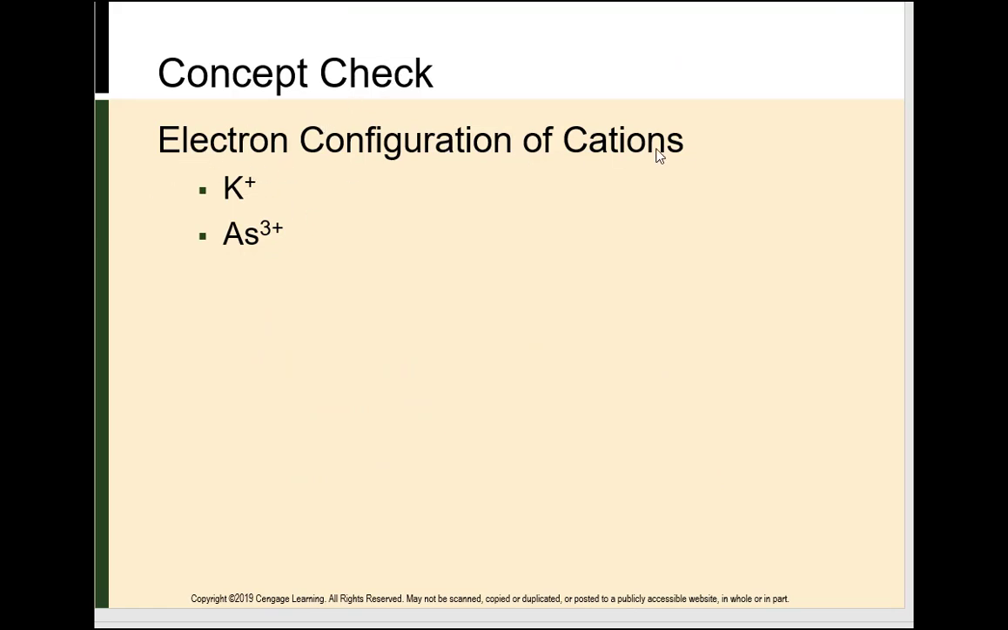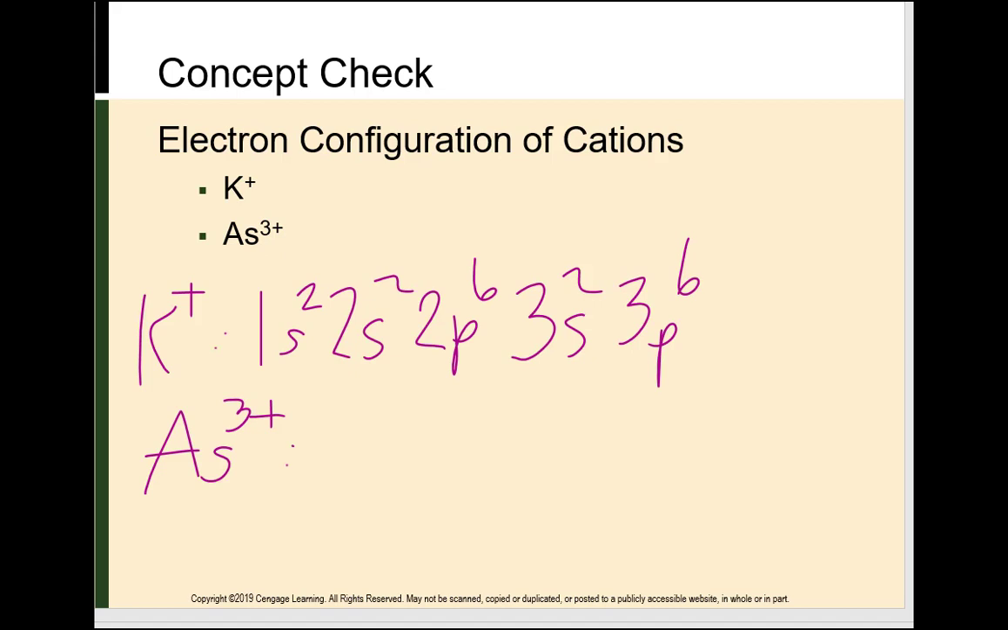Let's do a little bit of checking. Write the electron configuration for the cations potassium and arsenic with a +1 and a +3 charge. So potassium+ is 1s2, 2s2, 2p6, 3s2, 3p6, and it would be isoelectronic to argon. And then actually this arsenic 3+, if you tried working through it, hopefully you saw that arsenic would not want to become a 3+. It wants to become a 3-.